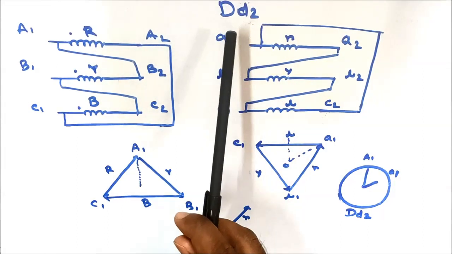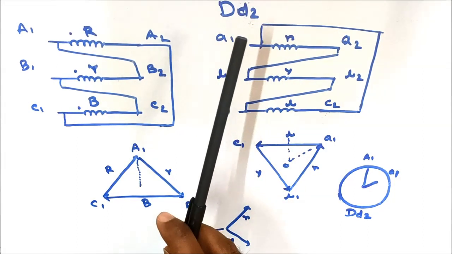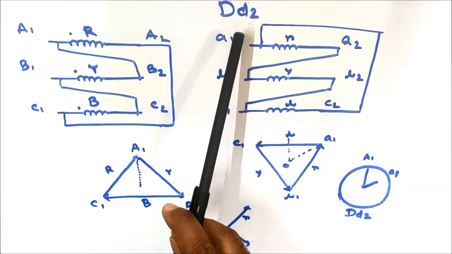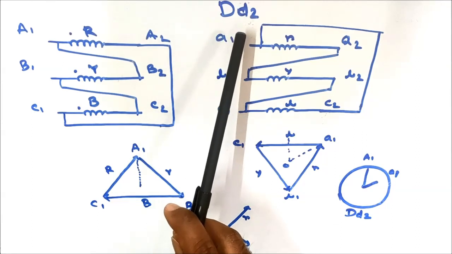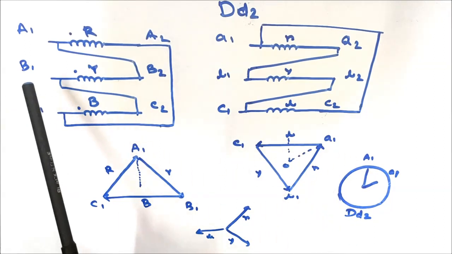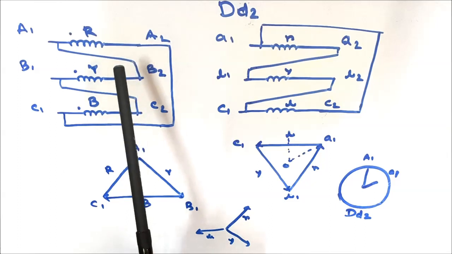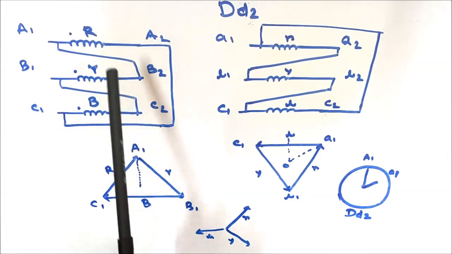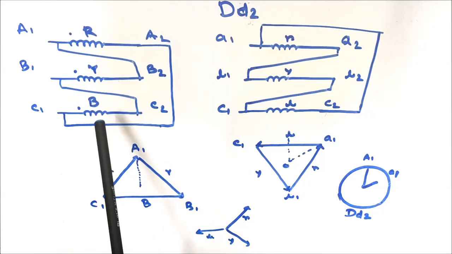Another vector group is Dd2. That is, HV is delta connected and LV is also delta connected, and LV side induced EMF will lag by 60 degrees that of the HV side induced EMF. So in case of HV side winding, there are three coils A1, A2, B1, B2, C1, C2 representing the R, Y, B phases of the coil.